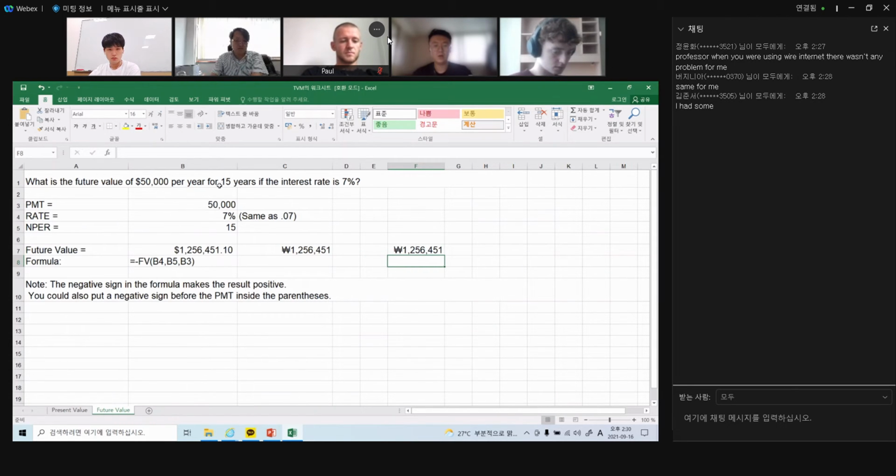So what is the future value of $50,000 per year for 15 years if the interest rate is 7%? If you receive $50,000 every year for 15 years, and the interest rate is 7%, then how much will you have as of year 15? The answer is 1,256,451.